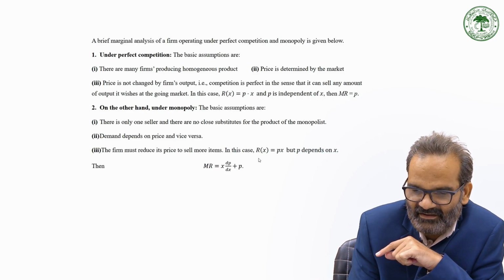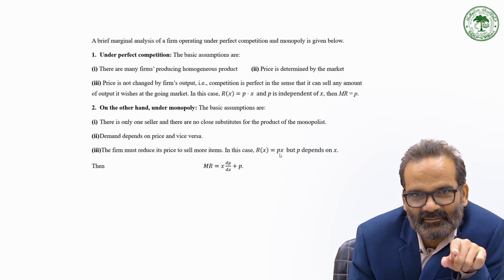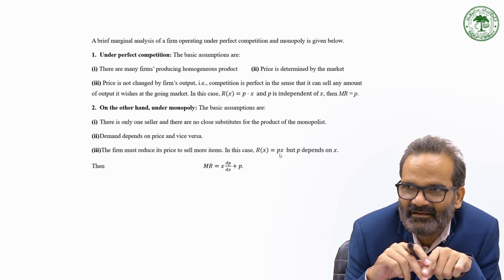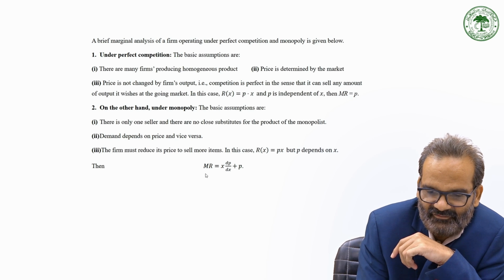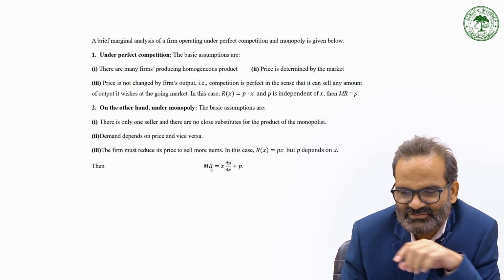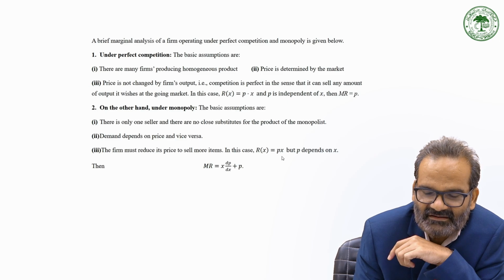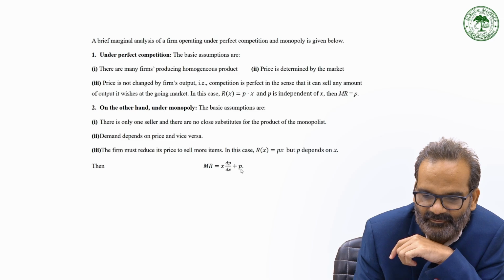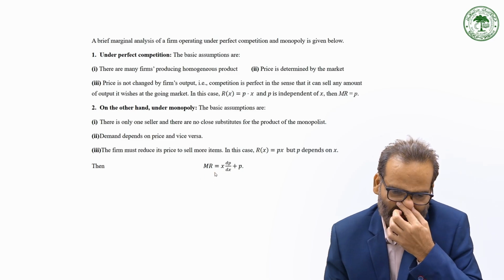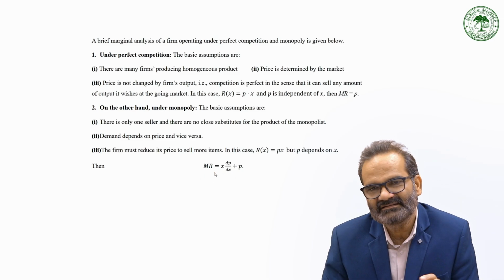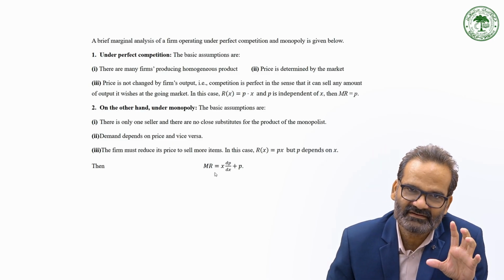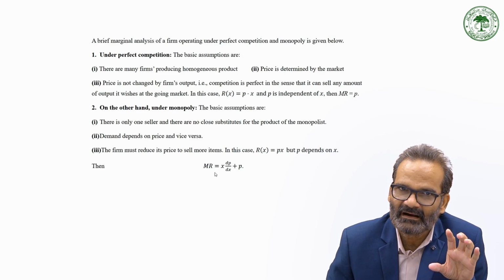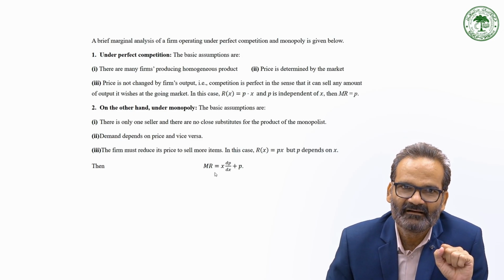So naturally, if R is equal to Px, P is a variable and X is also a variable. So this is the product of two functions. We can find the marginal revenue in this case using the product rule. X, the first function, times the derivative of P, which is dP over dx, plus the derivative of X, which is 1, times P. So marginal revenue becomes X dP over dx plus P, because P and X are both considered variables, right? So try to understand the difference between these two conditions, under perfect competition as well as under monopoly.